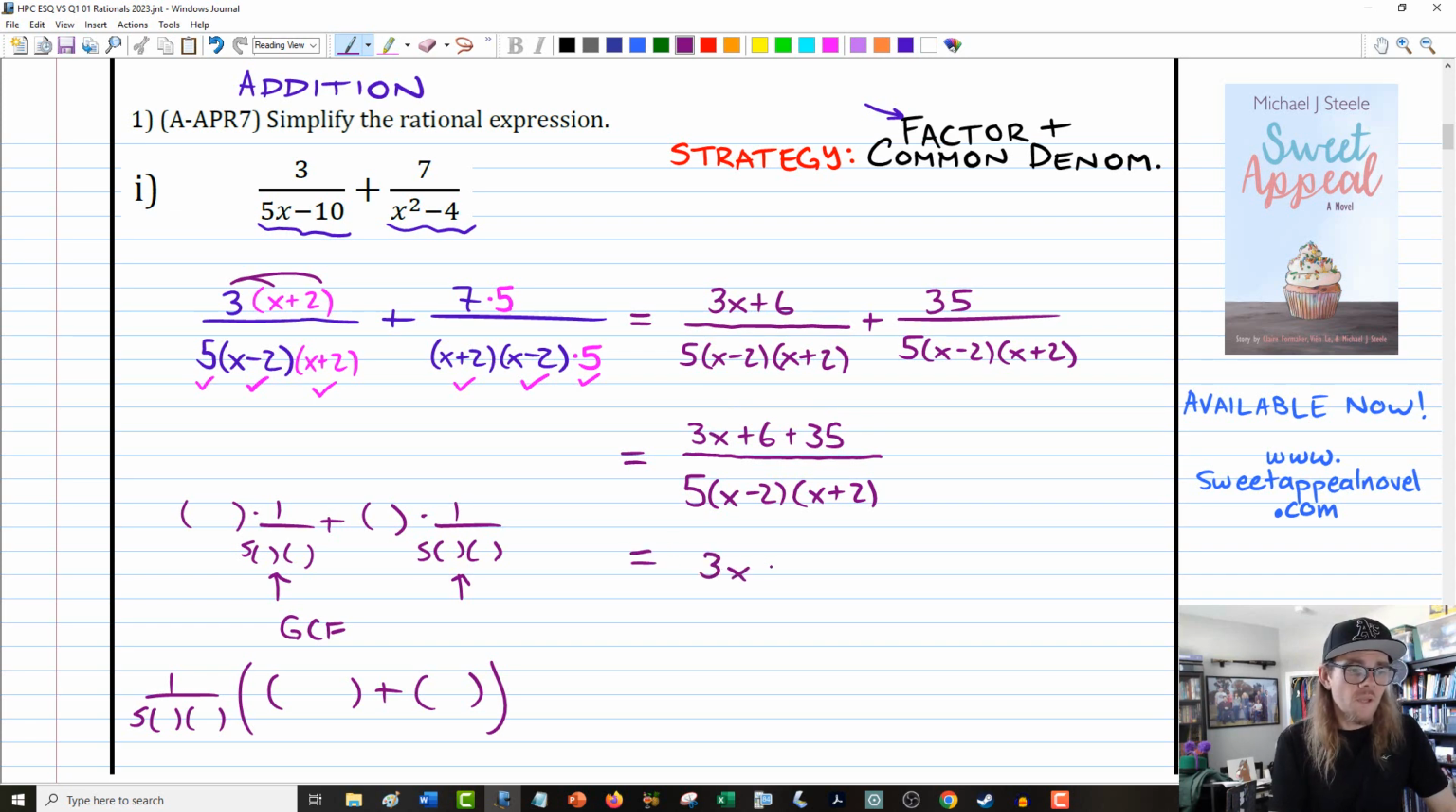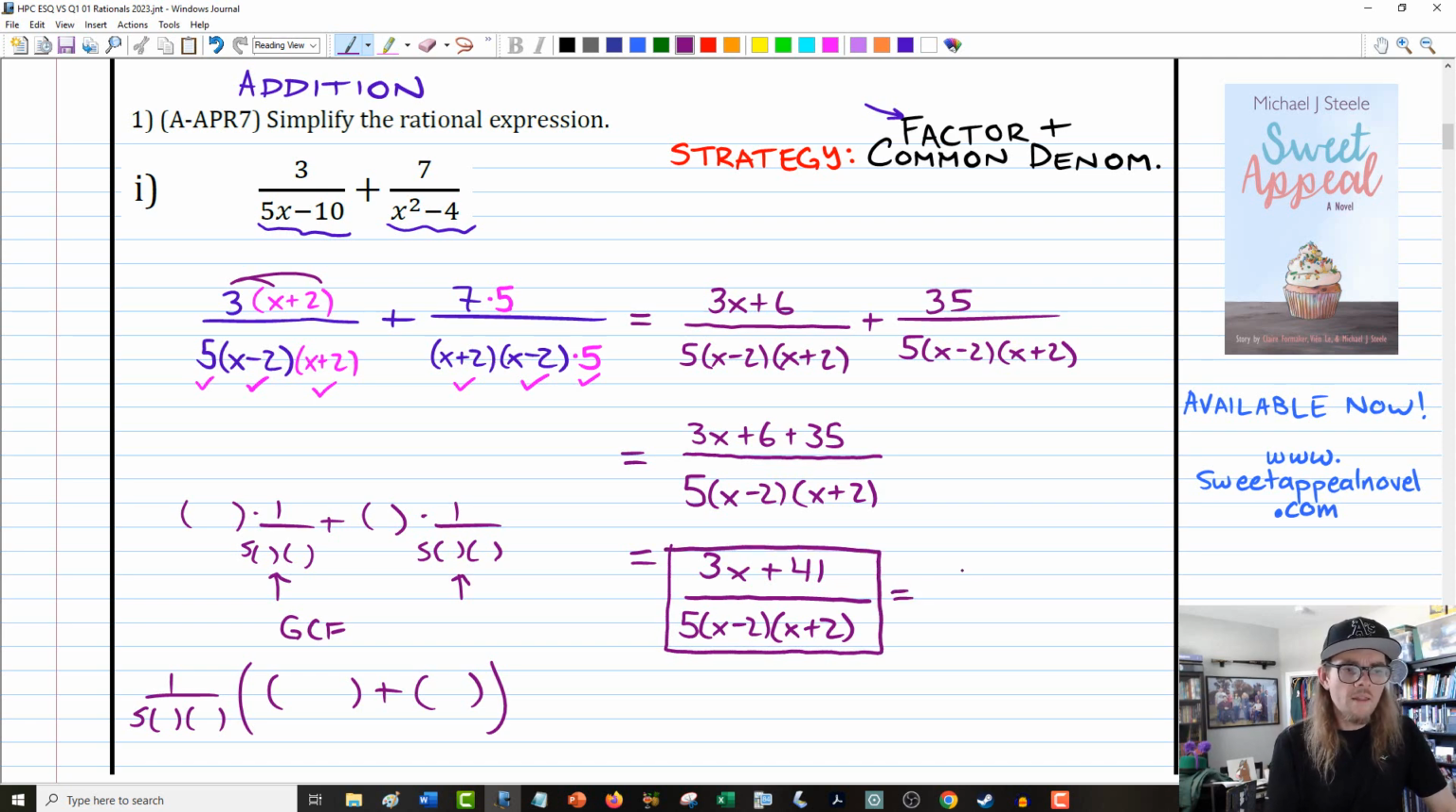And so I'm going to write that as 3x plus 41. So I'm just combining like terms there. And down below, if you wanted to multiply this out, you could, but it'd be perfectly acceptable, and I would argue probably smart of you to just leave it like so. Like this is nice and correct here.